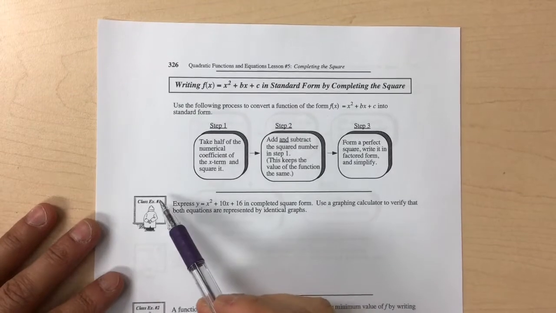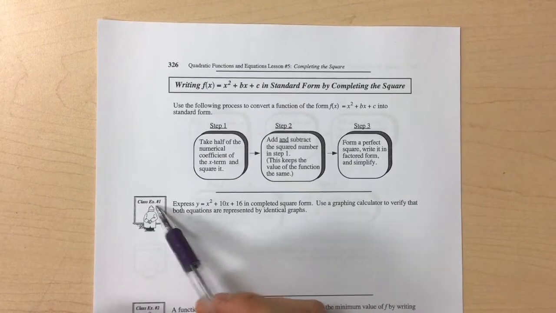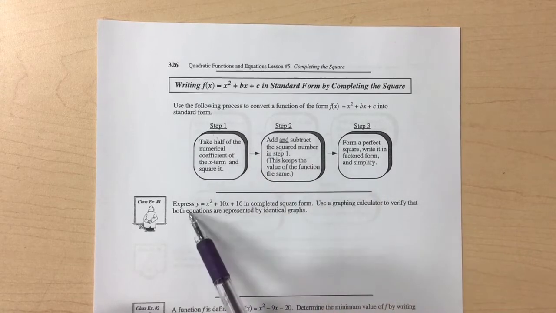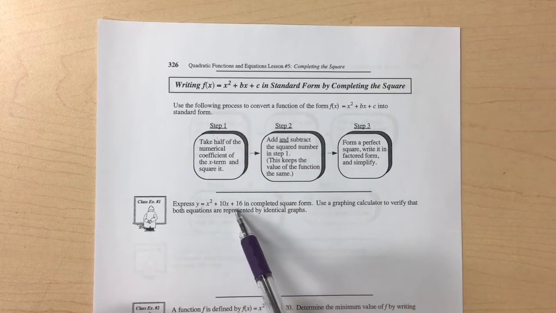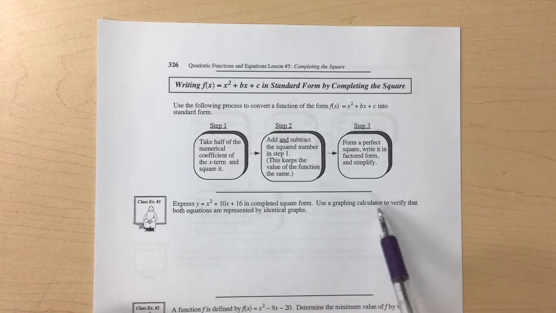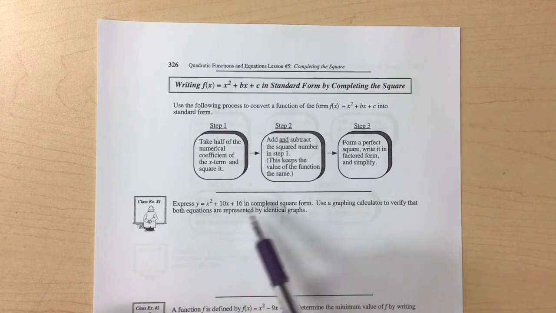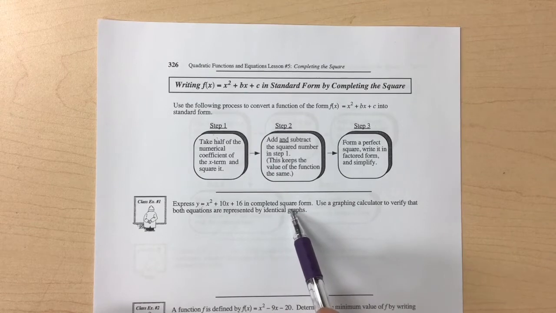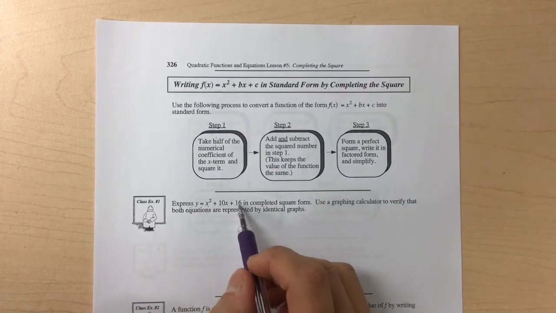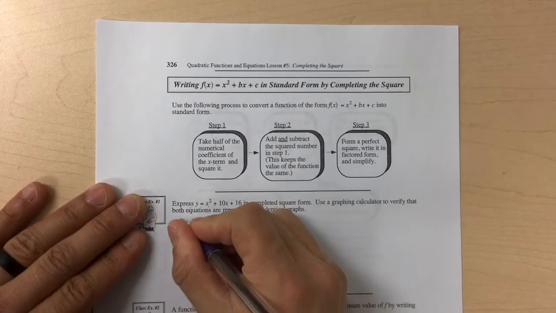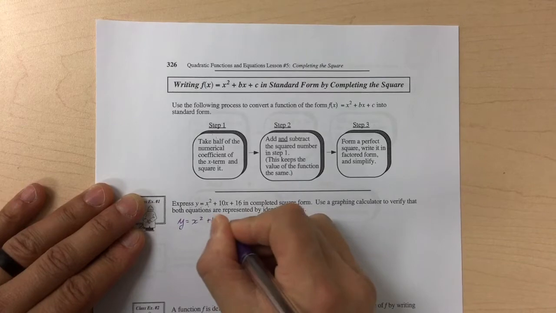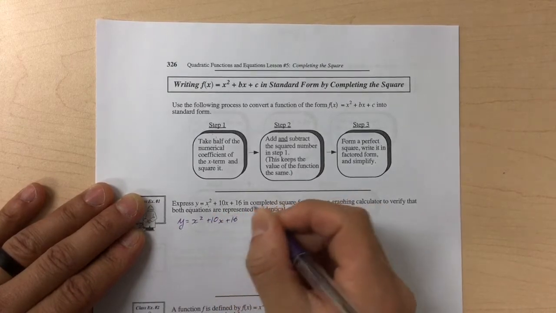Now let's look at class example number 1, where we're going to follow these steps in order to express y equals x squared plus 10x plus 16 in completed square form. And then we're going to use a graphing calculator to verify that our equations are represented by identical graphs. Okay, so x squared plus 10x plus 16. We're going to start with rewriting our equation. Y is equal to x squared plus 10x plus 16.